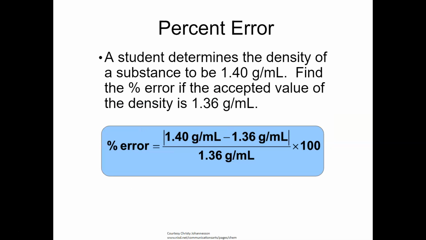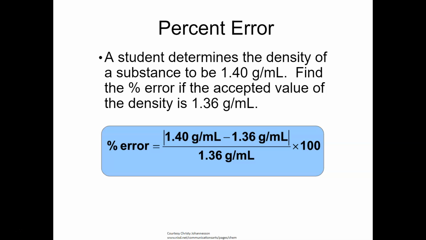So here's an example of percent error. A student determines the density of a substance to be 1.40 grams per milliliter. Find the percent error if the accepted value of the density is 1.36 grams per milliliter. So you can see the experimental value for the student is 1.4, so we put that in first. Then minus the accepted value, which was 1.36 grams per milliliter.